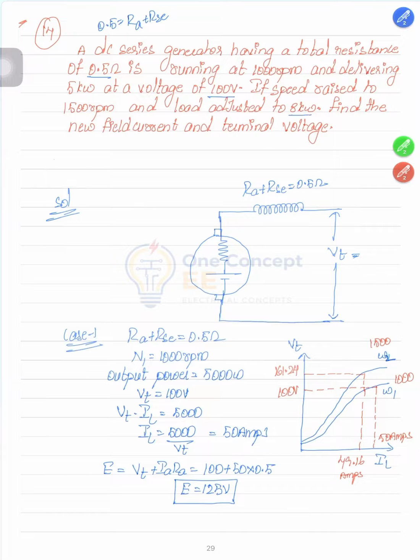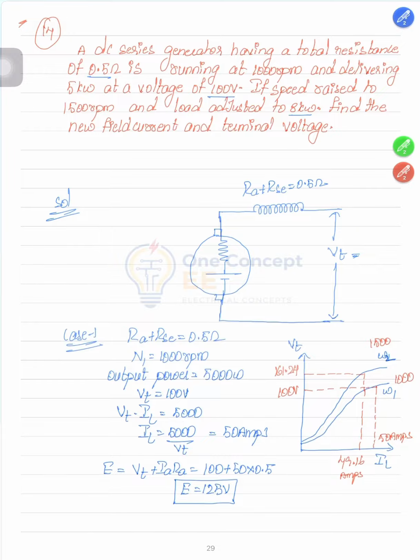This means the load changed from 5 kilowatt to 8 kilowatt and the speed rose from 1000 rpm to 1500 rpm. They are asking that at the load of 8 kilowatt and 1500 rpm, we need to find what the field current and the terminal voltage will be. Mainly, this question is based on the external characteristics of a DC generator.